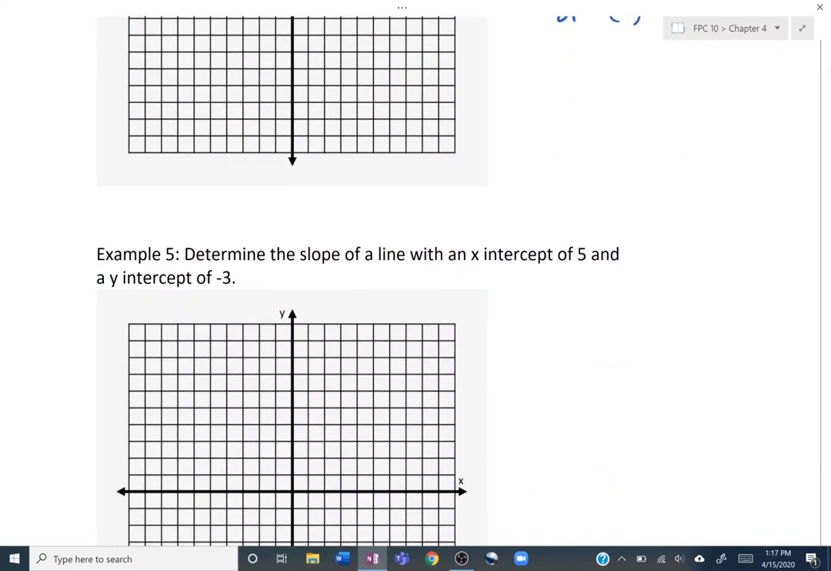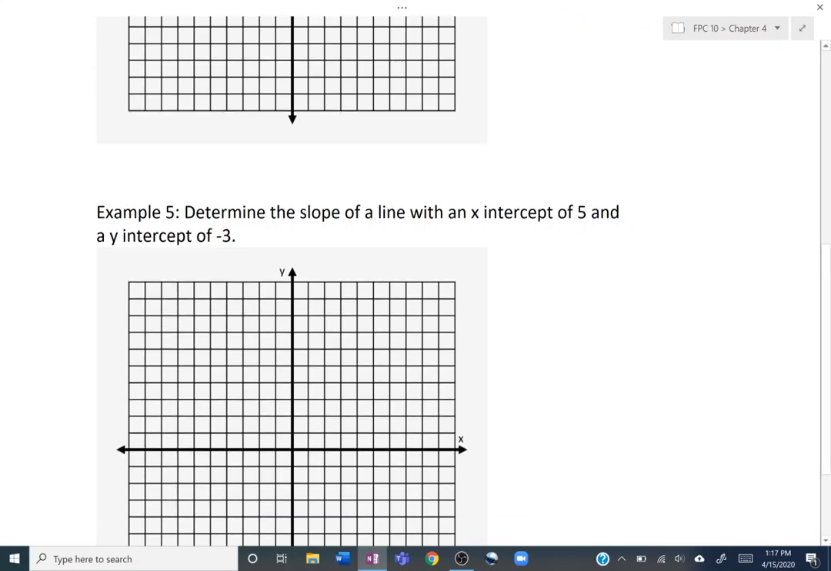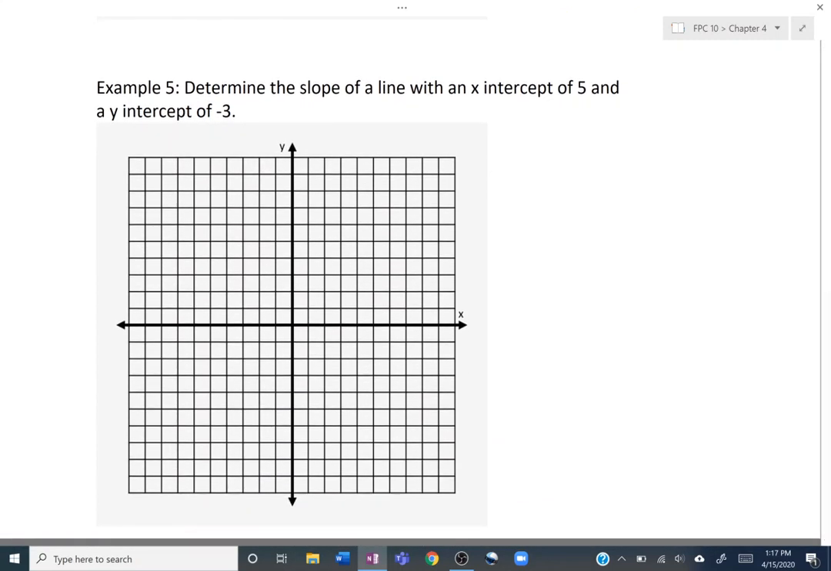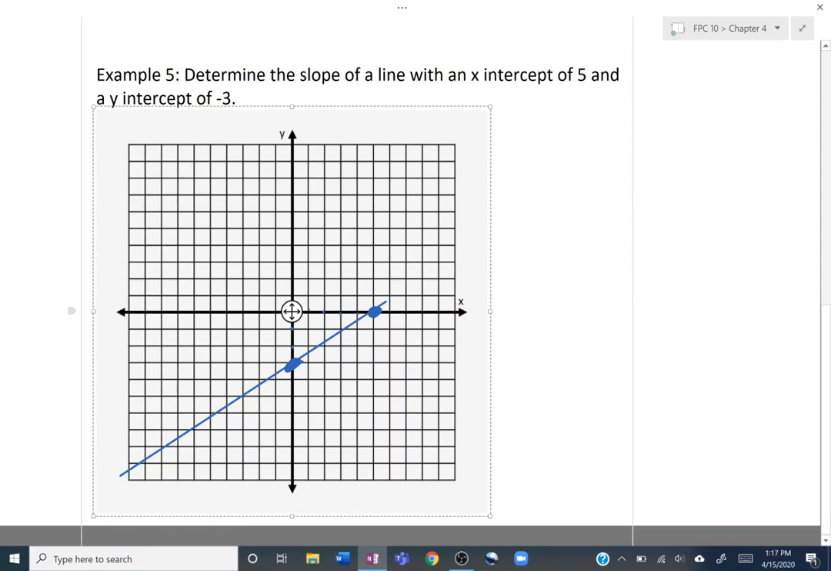Example 5, determine the slope of a line with an x-intercept of 5 and a y-intercept of -3. So I look at my x-intercept. My x-intercept is going to be 5. 1, 2, 3, 4, 5. And I can put a big dot there. My y-intercept is going to be -3. Down 1, 2, 3. I can put a big dot there. And then I can take my ruler again and I can draw a line connecting those dots. And what I'm trying to do is find the slope of this line. It turns out to be super convenient because it's given us 2 points on the line where the line nicely goes through the lines of my grid.